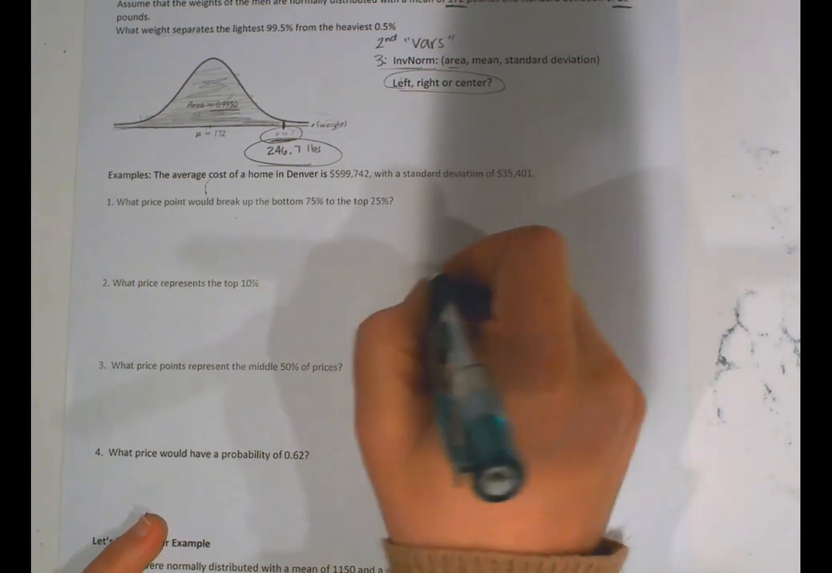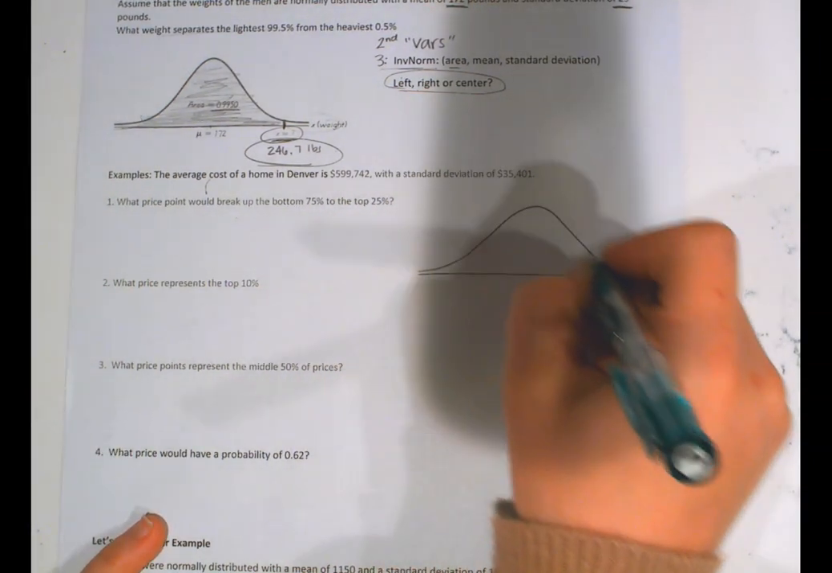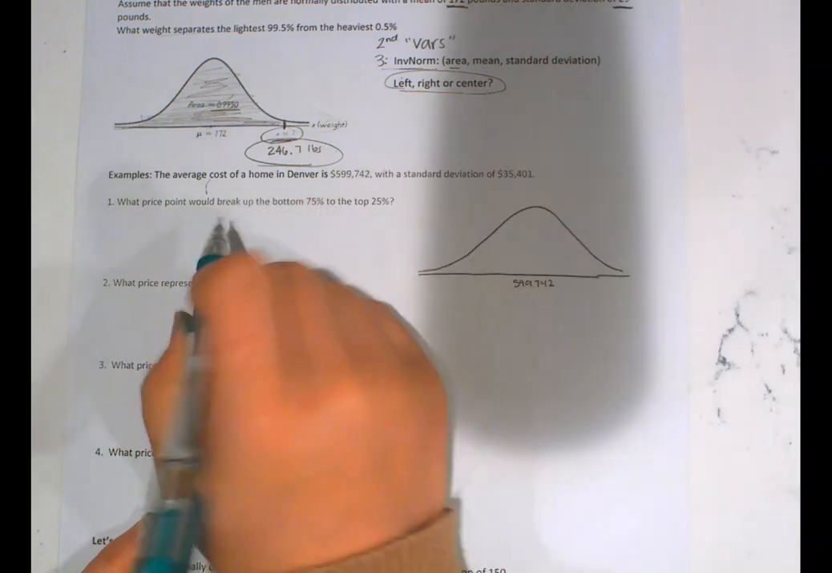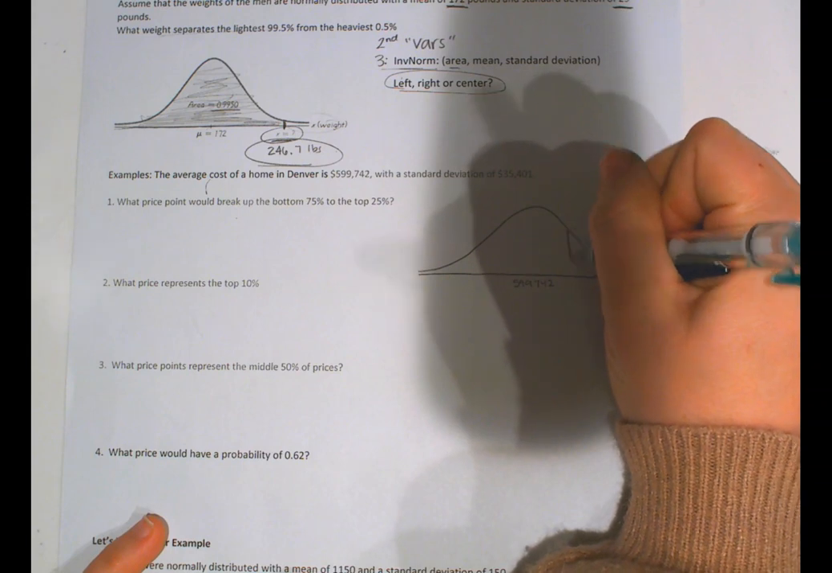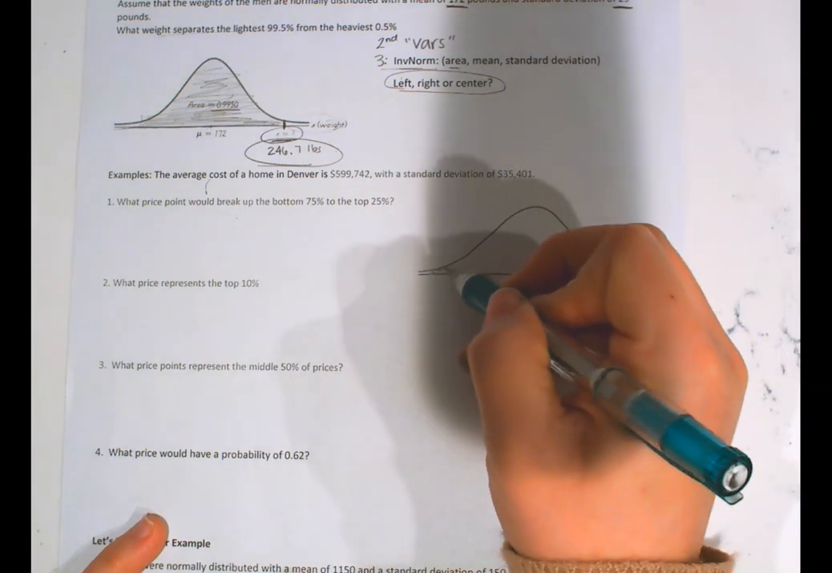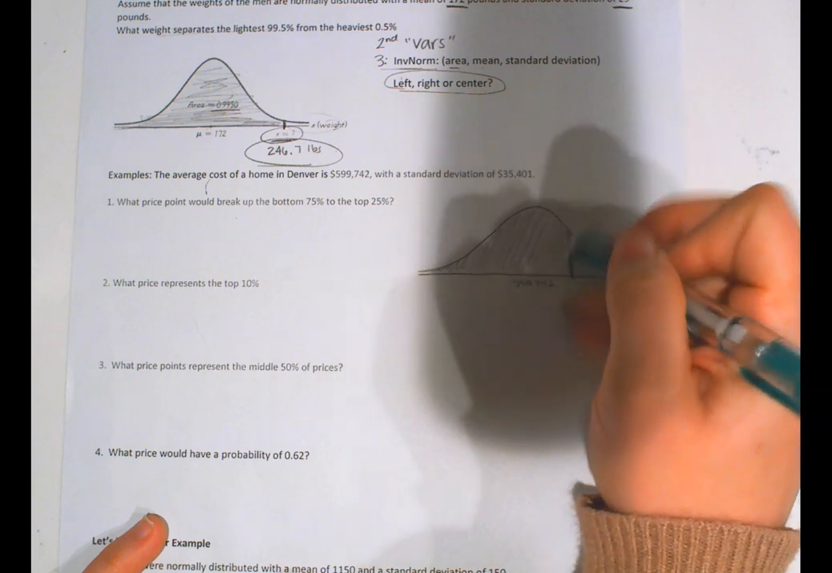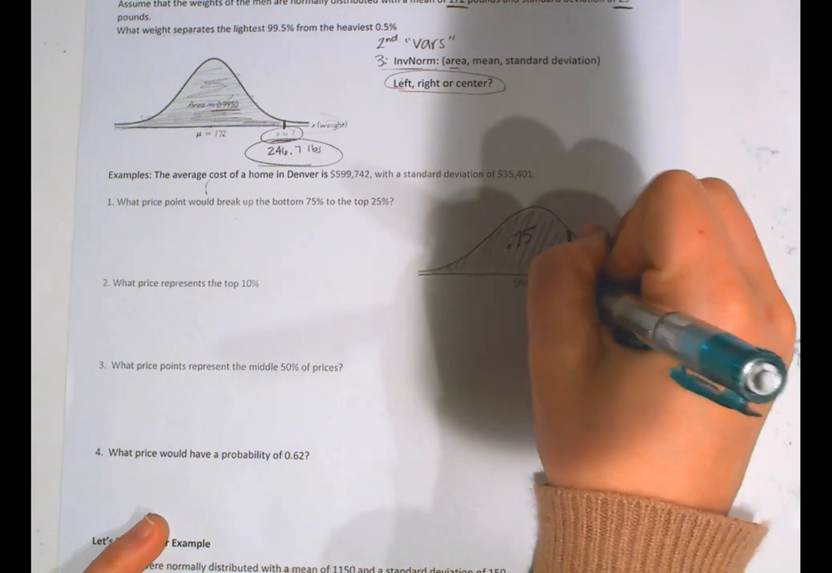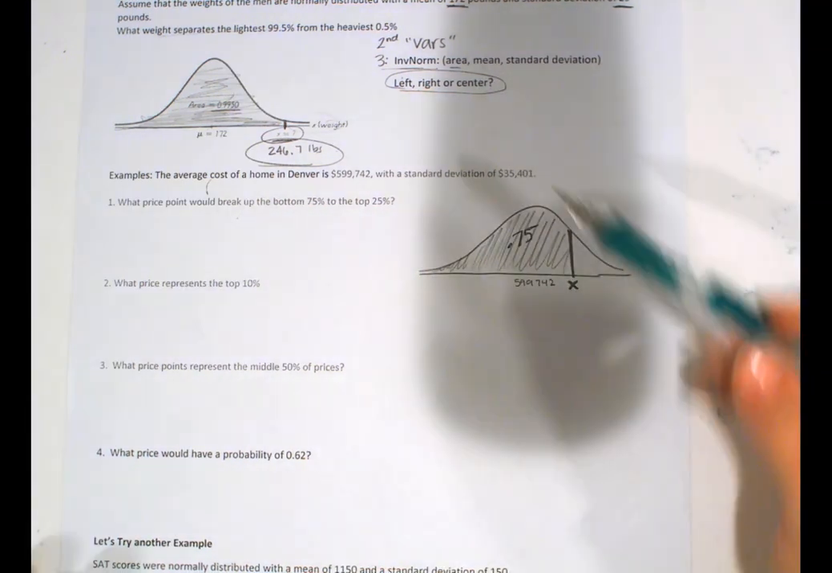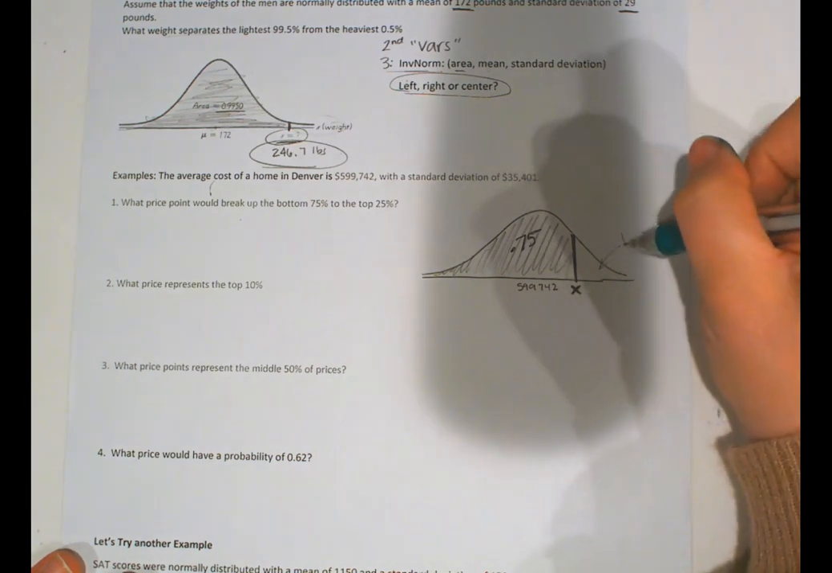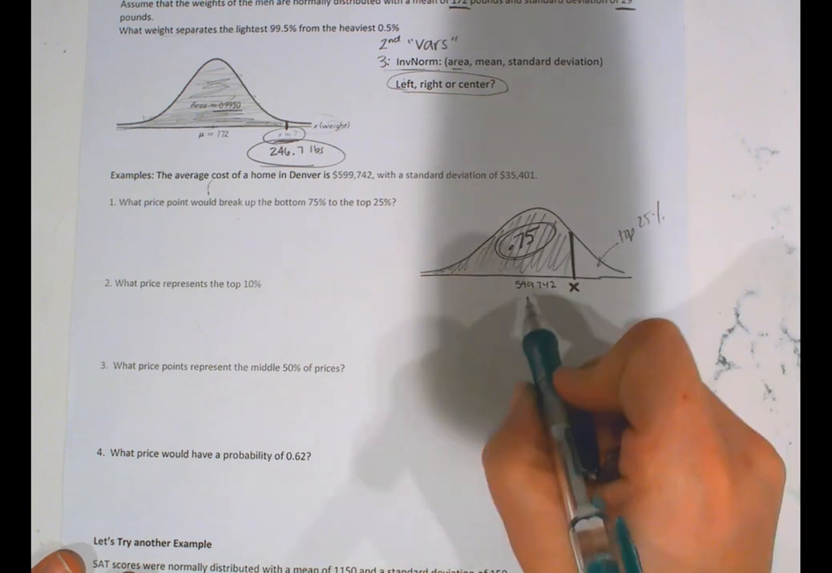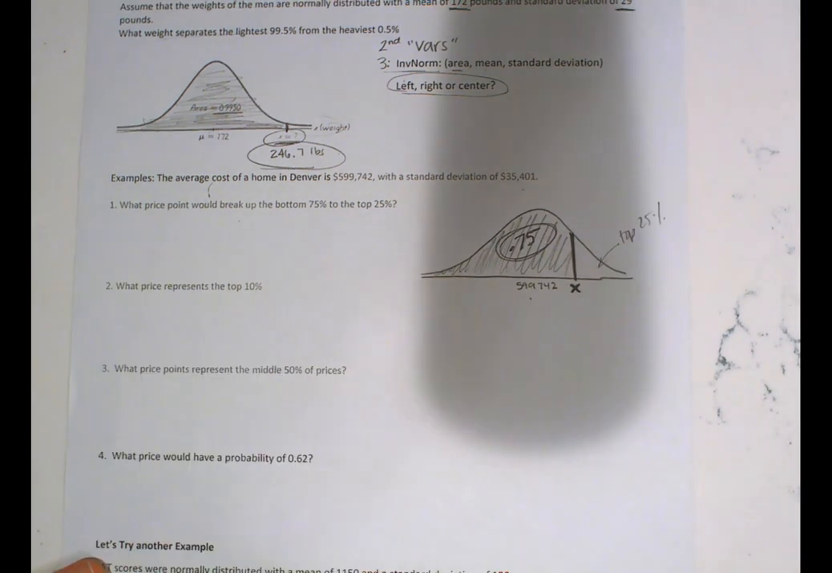So if we think about our graph, and my mean here is 599,742, and I want to break up the bottom 75%. This area here represents the bottom 75%, or 0.75. I want to know what X value breaks up this 75% from the top 25%. So I know the area, I know my mean, I know my standard deviation, so I can solve for this X value. So again, I go to 2nd VARS in my calculator.